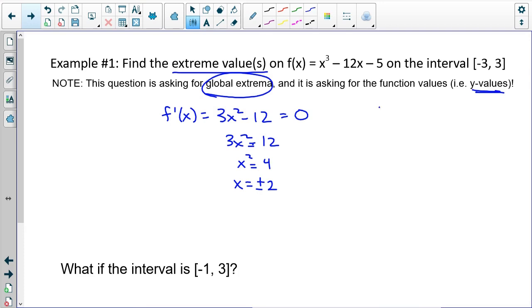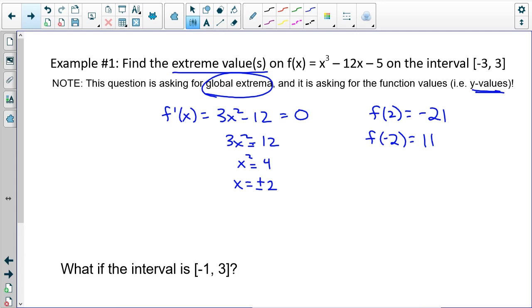Then I want to do f of 2 equals -21. I'm just subbing it in, and I'm subbing it in quickly so that this video doesn't take 25 years. I have f of 2 equals -21 and f of -2 equals 11. These are two values that could possibly be extreme values. These are local maxes and mins.